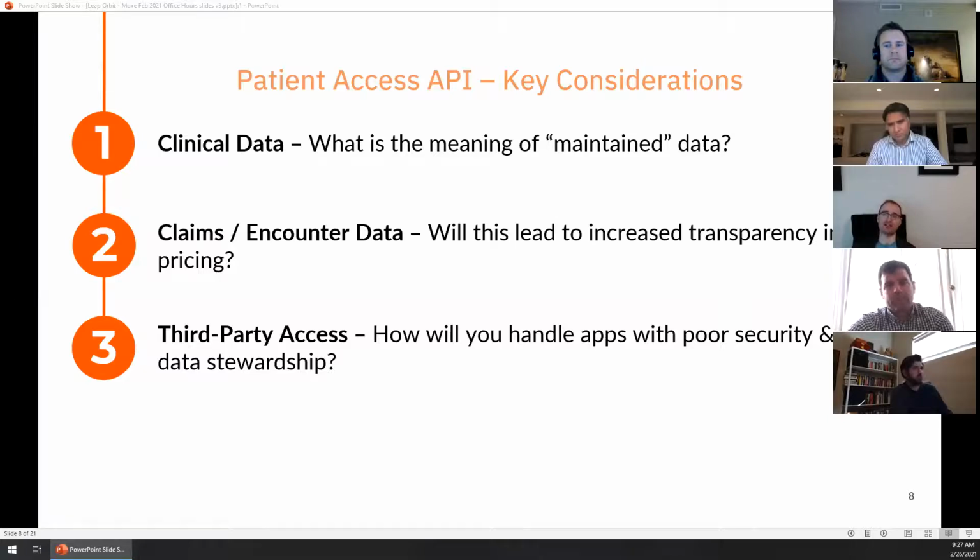The rule has some things in place around guiding members, and apps can attest to certain things. We're implementing something where we're going to have a rubric for apps.